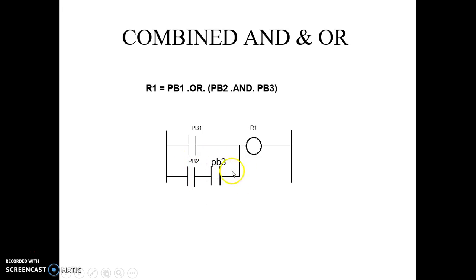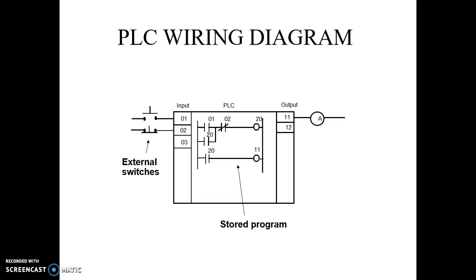And this is AND logic. Here one component is there, push button 1, and in OR with the contact of push button 1, there are two more contacts, PB2 and PB3. So whenever PB2 and PB3 are simultaneously pressed, it will give an output, or if PB1 is pressed, then it will give an output. So this is the combined AND and OR operation.